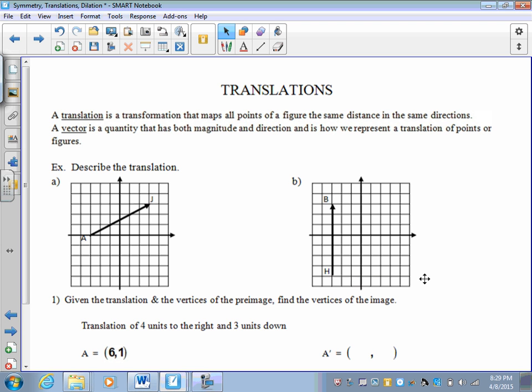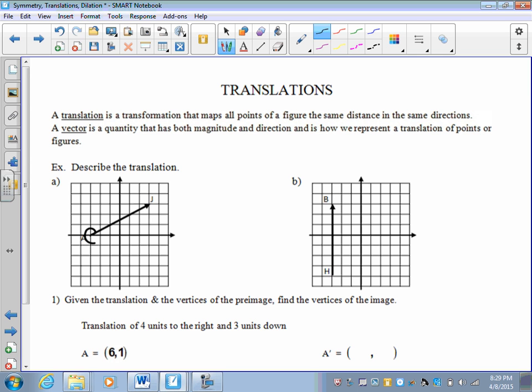Okay, so Unit 11, transformations, translations. A translation is a transformation that maps all points of a figure the same distance in the same direction. A vector is a quantity that has both magnitude and direction and is how we represent a translation of points or figures. So let's look at the first one.